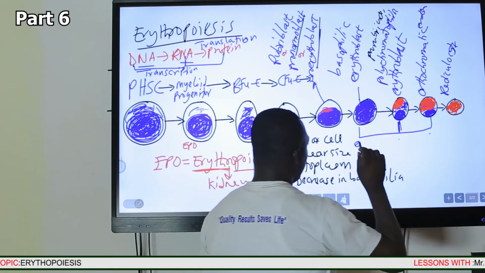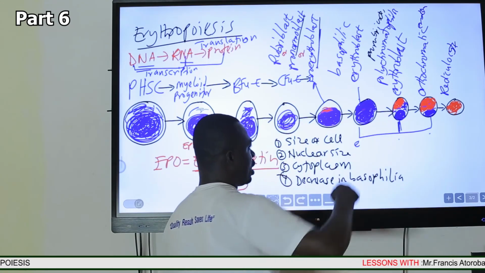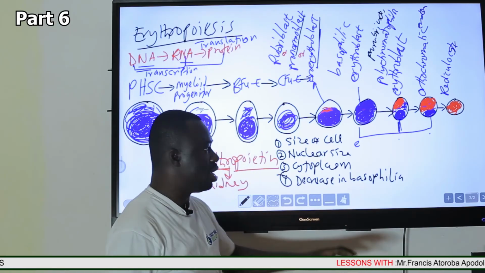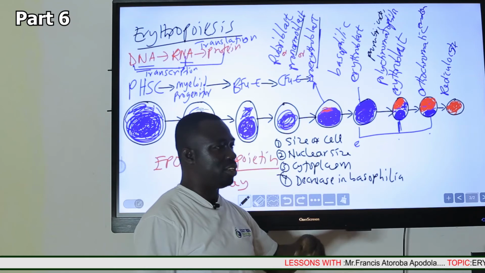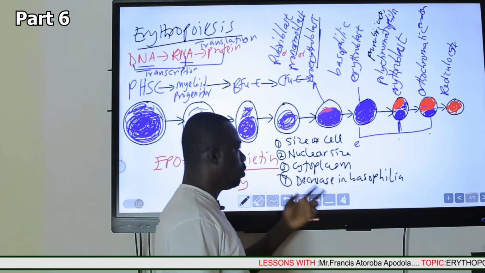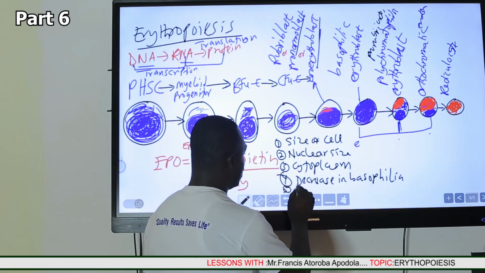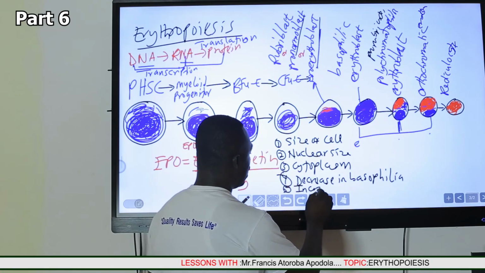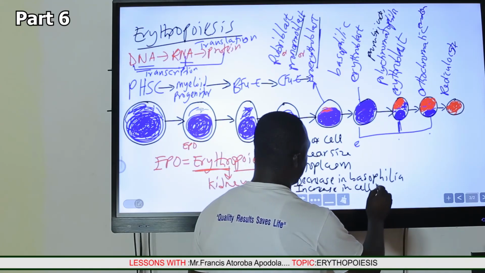The basophilia of the cells is as a result of the RNAs, whilst the eosinophilic properties of the cell are as a result of the presence of the proteins, I mean the hemoglobin molecule. And there is also an increase in the number of the cells as it progresses.